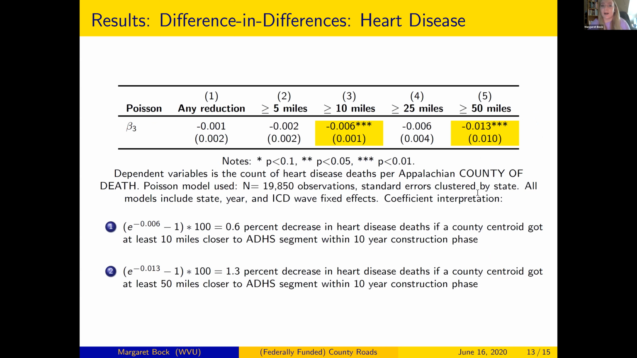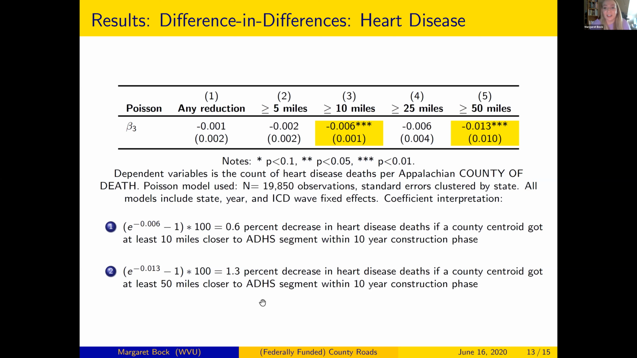As you can see, I am getting some significant results here, but not for all of my treatment definitions. The one I want to highlight is the greater than 50 miles. If we want to interpret this coefficient, we just plug it into this exponential function. Basically, what this is saying is that there is a 1.3% decrease in heart disease deaths if a county centroid gets at least 50 miles closer to an ADHS segment within the 10-year construction phase that I'm defining, which is a pretty significant result in my opinion. And I think it warrants a little further investigation into other causes of death using this model, etc.